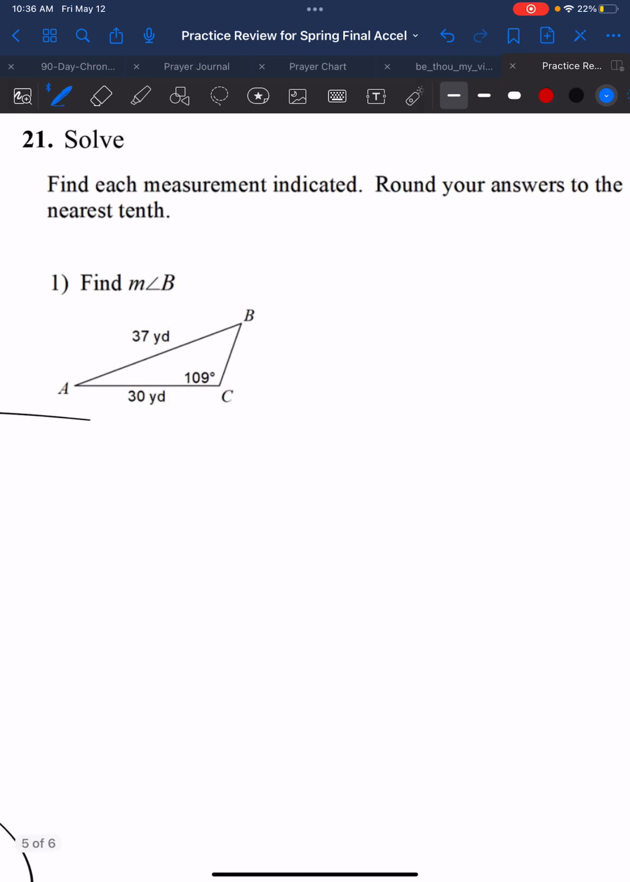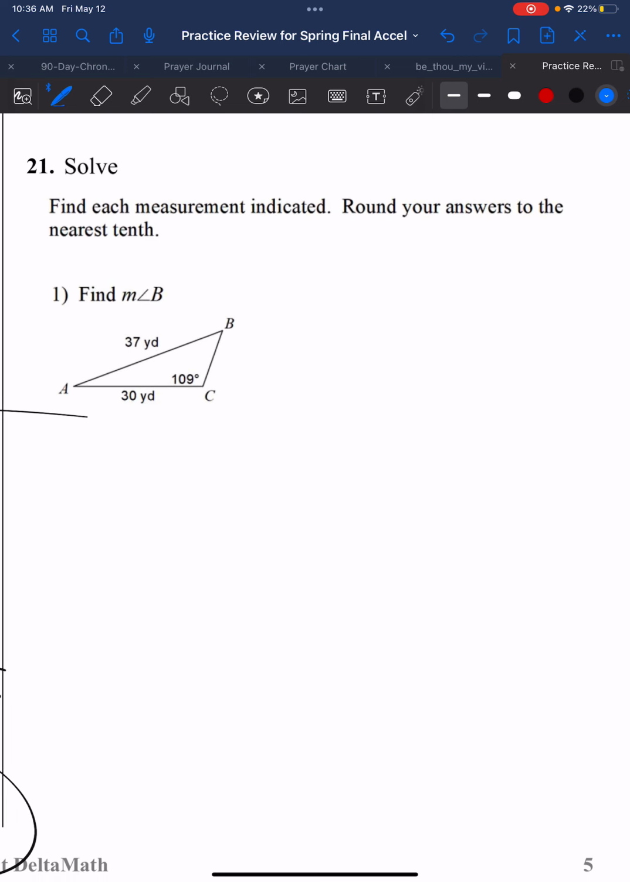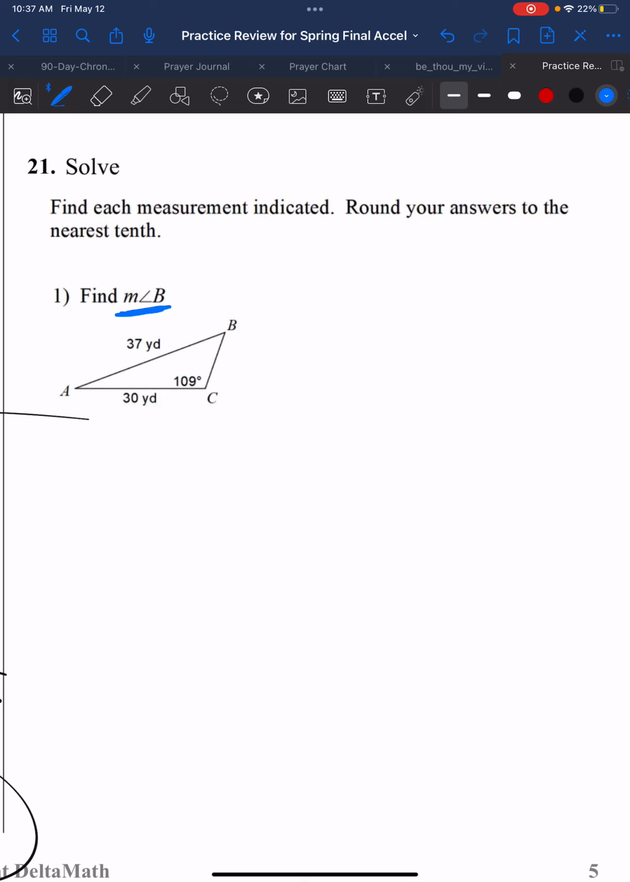So on 21, it's normal. It says find each measure as indicated, round to the nearest tenth. And right here, it says find the measure of angle B. I have to think about what I have. I'm looking for B right here, and I'm going to label my sides. Opposite of B is side B, and that's side C. I have angle C and side C, so I can use the law of sines.